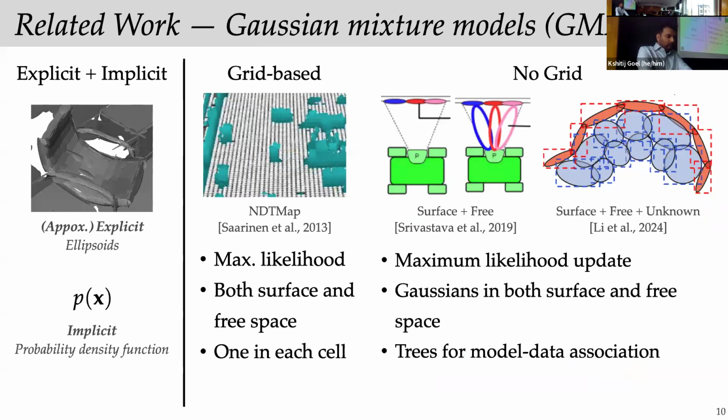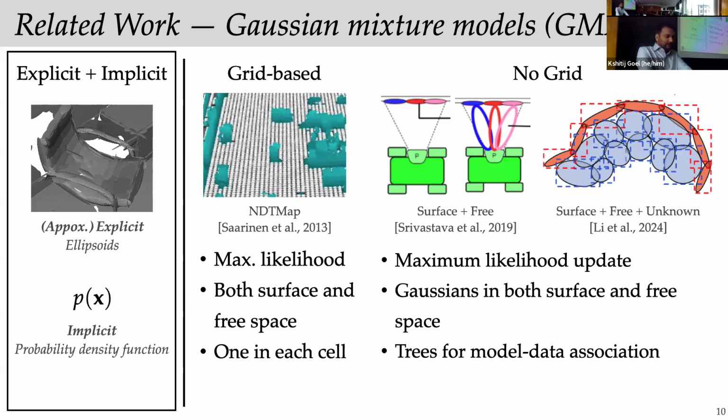Given the downsides of both implicit and explicit methods, there has been a significant effort on getting the best of both worlds via Gaussian mixture models. In this case, the representation is approximately explicit. We can view the model as a set of ellipsoids in the ambient space. While simultaneously, the model has an implicit definition. It is a probability density function.